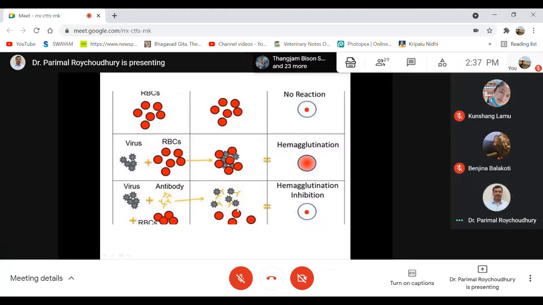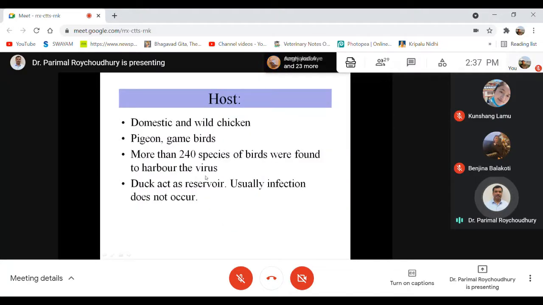What will happen if specific antibodies are present? They will cover up the virus, so no more virus will be available to cause agglutination of RBCs. There will be no agglutination. This is called hemagglutination inhibition. Whereas if you mix the virus and RBCs directly, you can see agglutination. This is called hemagglutination. These two tests, hemagglutination and hemagglutination inhibition, are diagnostically important in the disease diagnosis process.